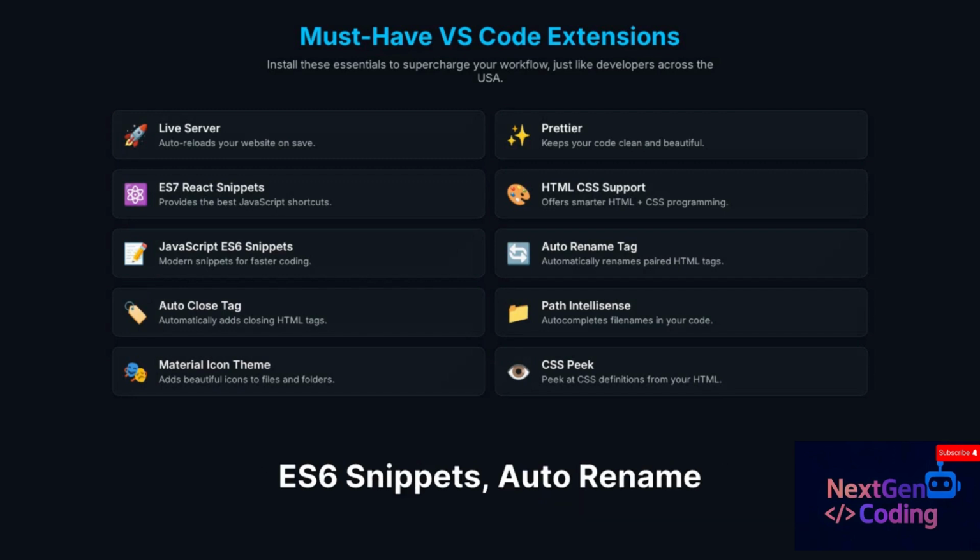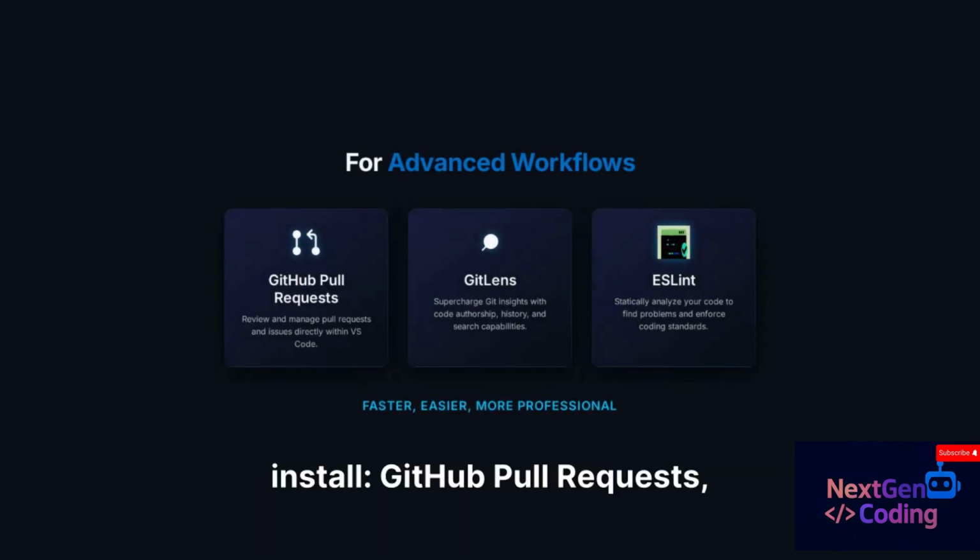JavaScript ES6 snippets. Auto-rename tag. Auto-close tag. Path IntelliSense, Material Icon Theme, CSS Peek. And for advanced workflows, install GitHub Pull Requests, GitLens, ESLint. These extensions make your coding faster, easier, and more professional.